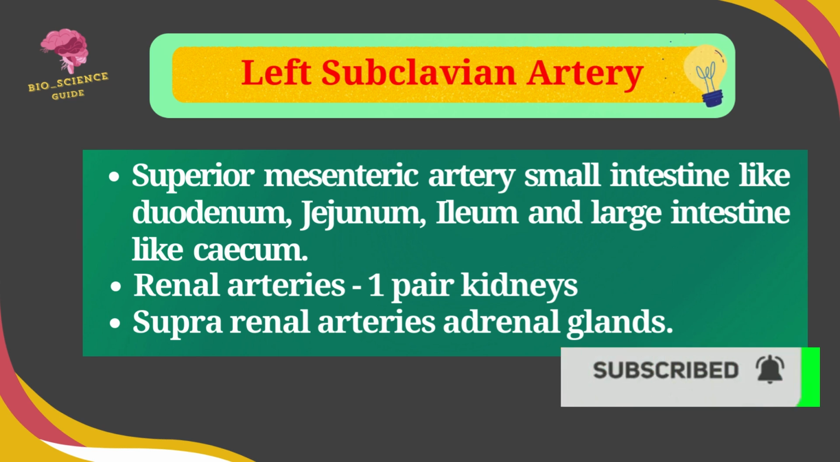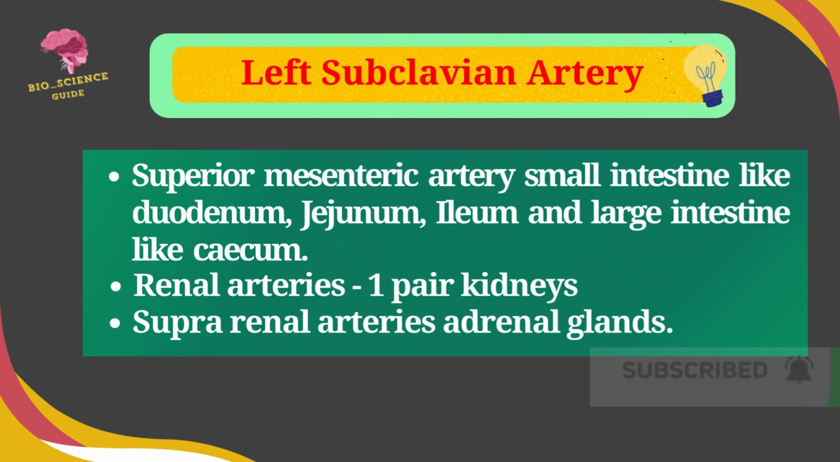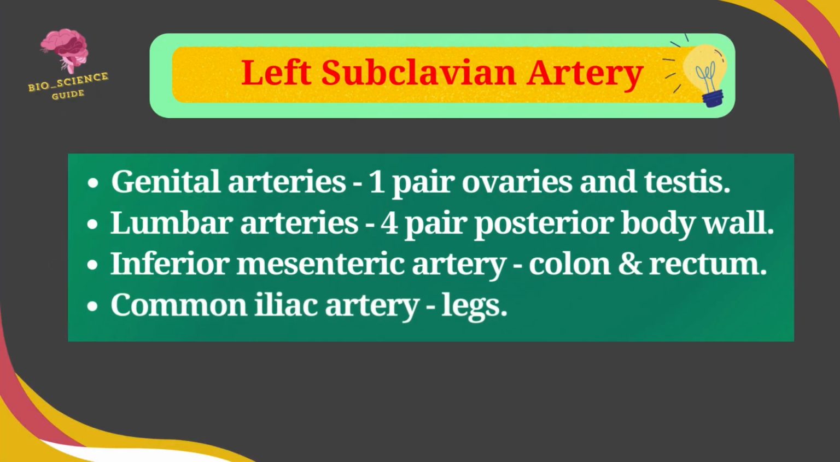The renal arteries are one pair and they supply oxygenated blood to the kidneys. Suprarenal arteries supply oxygenated blood to the adrenal glands. The genital arteries are also one pair and they supply oxygenated blood to the ovaries and testes. Lumbar arteries are four pairs and they supply oxygenated blood to the posterior body wall.